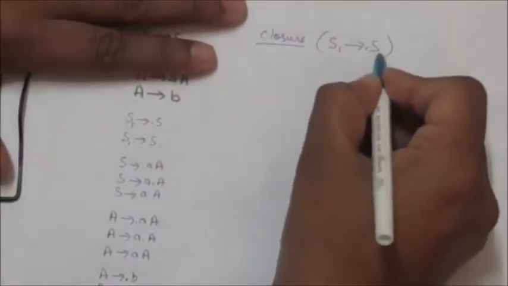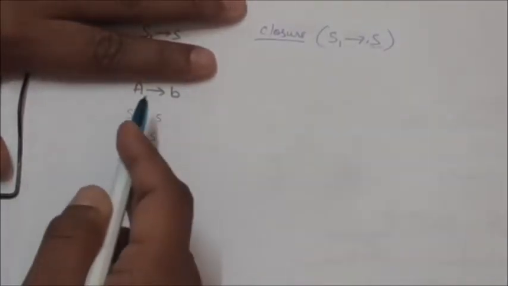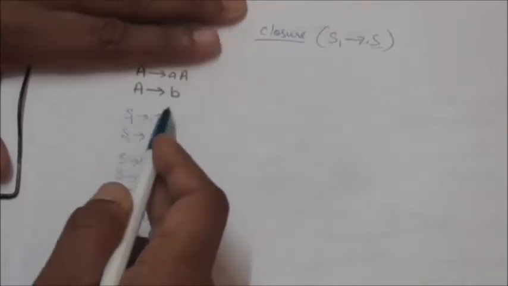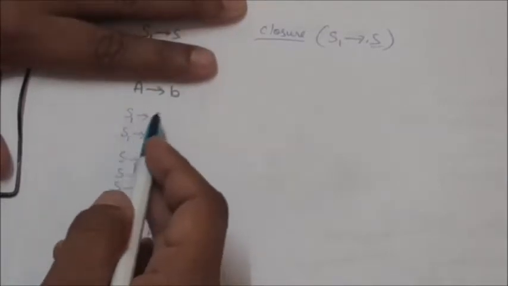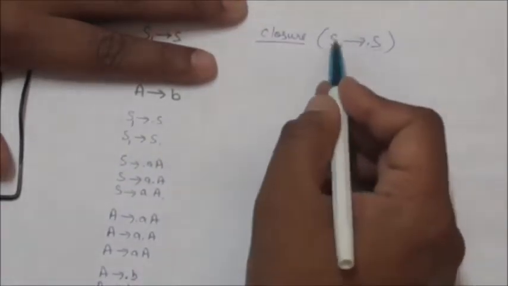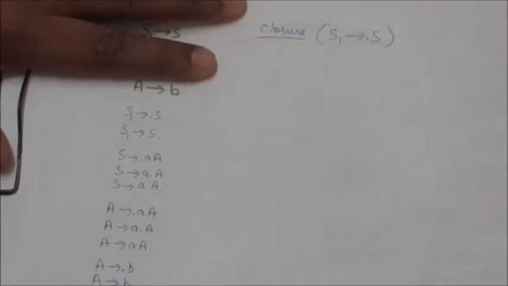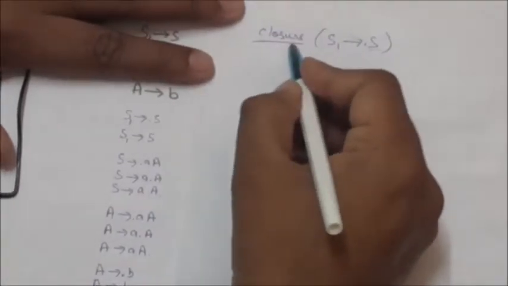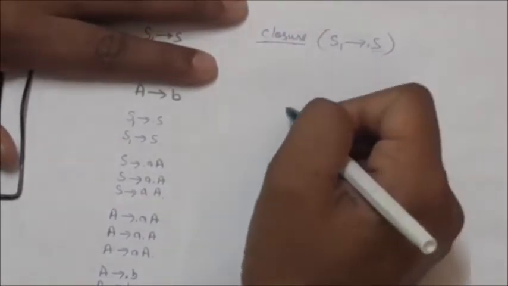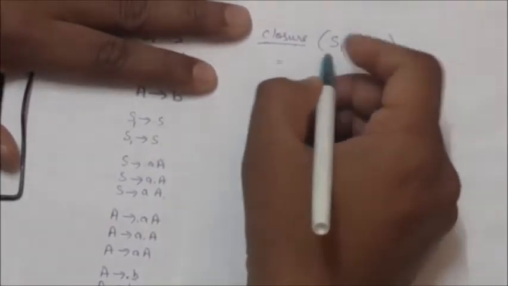S is the start symbol of the original grammar, and S1 is the new symbol which we added in the augmented grammar. When we created the augmented grammar, we added this symbol S1 and this production rule also, S1 derives S. So the initial state of the DFA will be the closure of S1 derives dot S. So what will be in this closure?